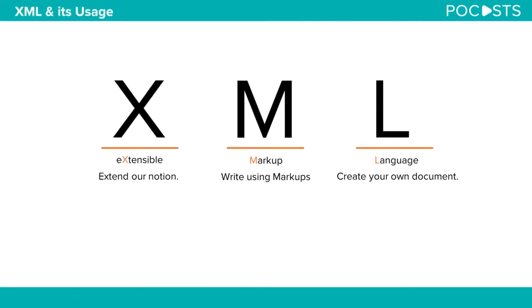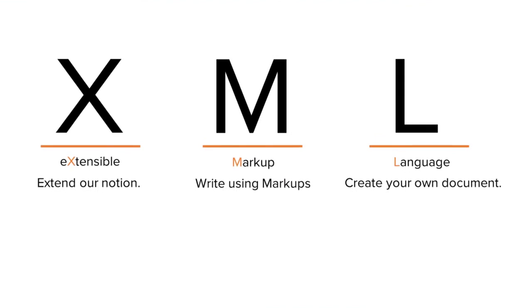First, let's look at what XML stands for. X, M and L. Then we will go into details of it. XML stands for Extensible Markup Language. X in XML is extensible, which means extend your notion. Whatever idea that you have about the content, you can extend it. M means markup. Define your own markup. I'm going to show you what a markup is. L means language. So it's a language, so you have to follow the rules and create your own document.